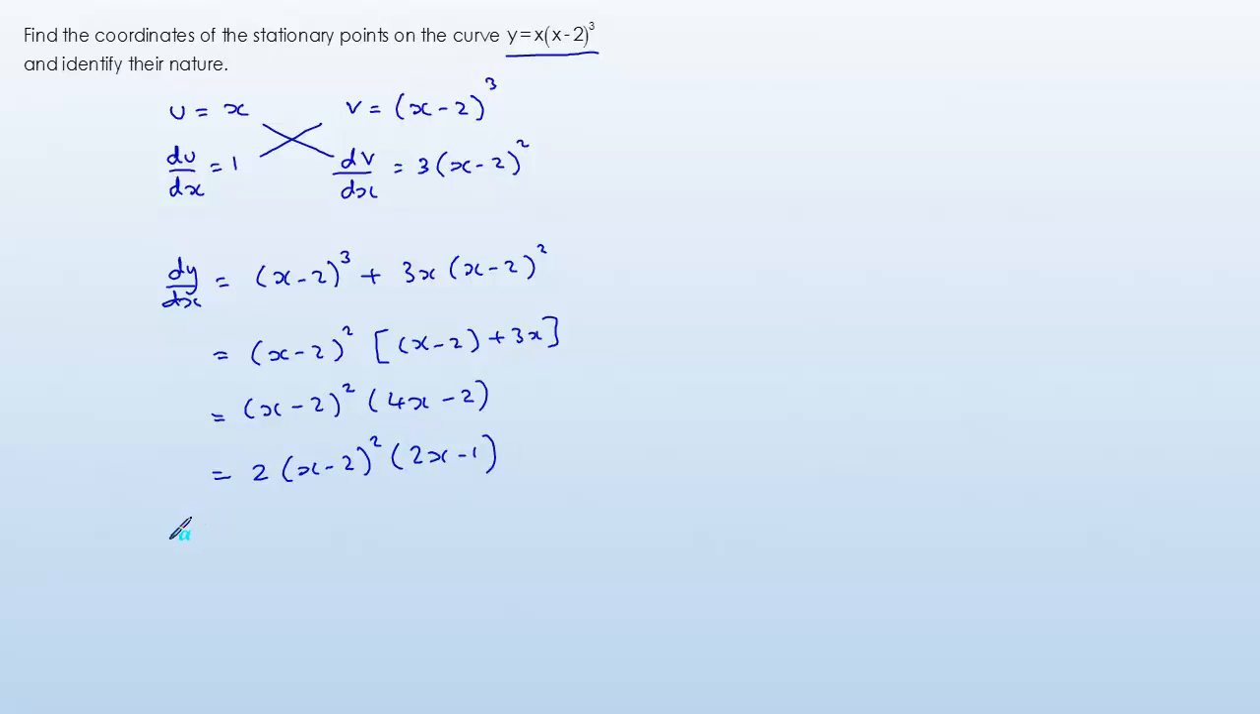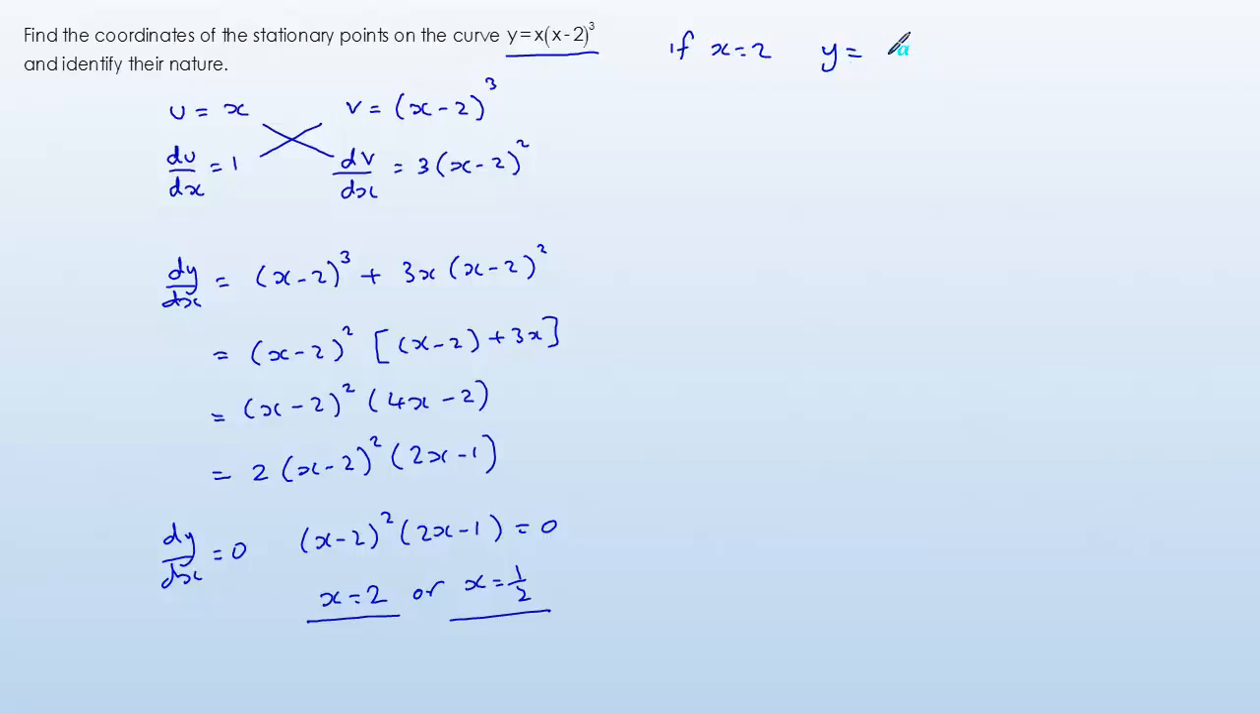So for dy/dx to be equal to 0, this needs to be 0. The 2 doesn't really matter. So that's (x − 2)²(2x − 1) = 0. So x is equal to 2, or x is equal to a half. Now, if x is equal to 2, y is going to be 2(2 − 2)³, so that's 0. And so we have the point (2, 0).